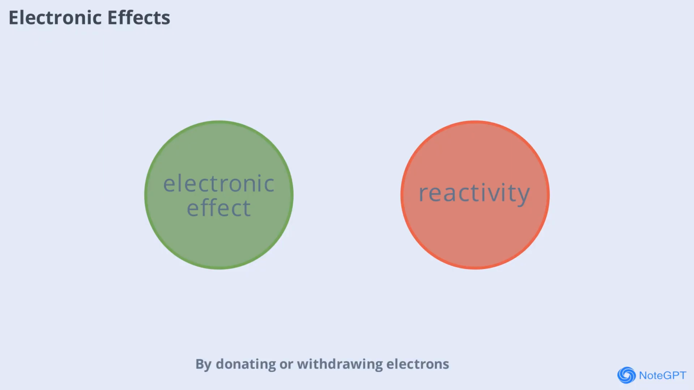By donating or withdrawing electrons, they can make the catalyst more reactive or selective. These electronic effects are especially important in reactions involving transition metals, where small changes can have a big impact on performance. Understanding these effects helps chemists design catalysts that are both efficient and selective.